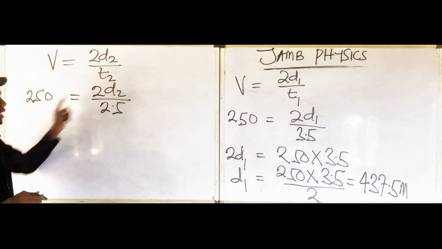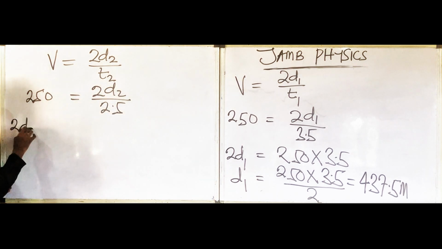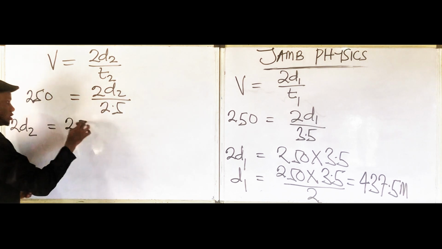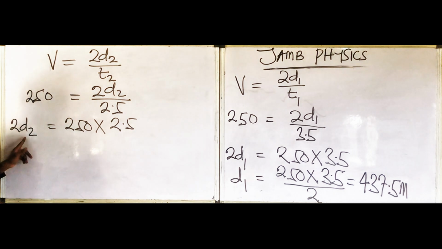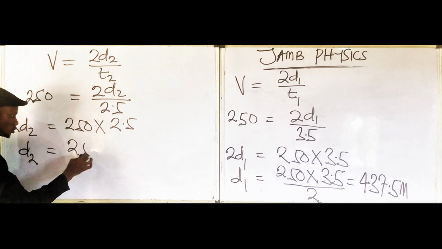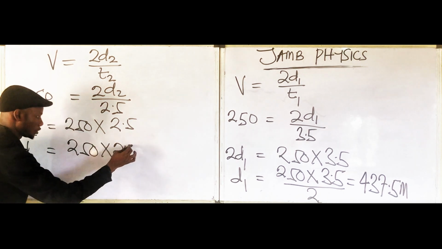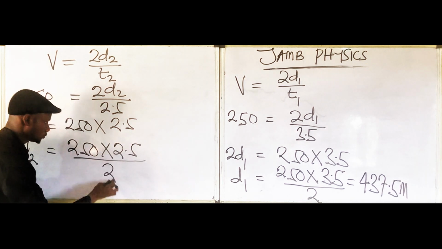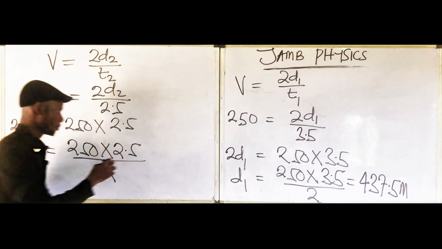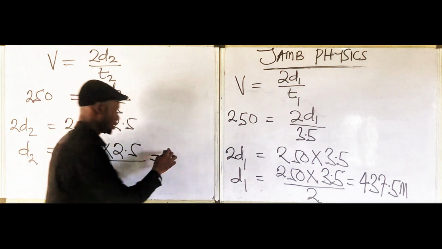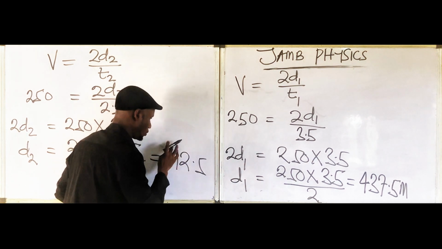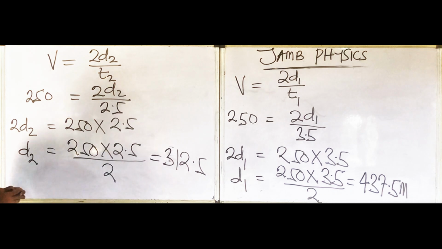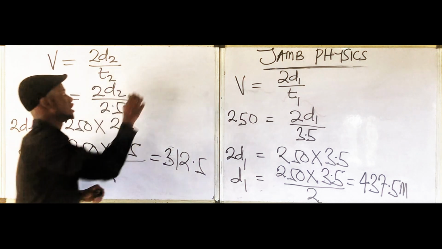Now let's cross multiply here. This is going to give us 2D2 is equal to 250 times 2.5. So divide both sides by 2, making D2 the subject. That means D2 will be equal to 250 times 2.5 divided by 2. So punch your calculator, please. Let's get this answer. That is 312.5.